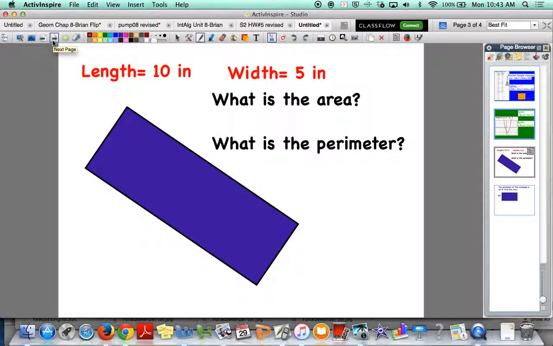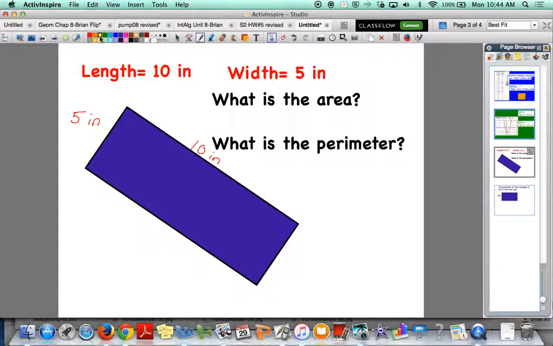Next problem. This is related to, or a preview of, what you're doing in the investigation today. Let's just take this rectangle and hopefully remember a little bit of our geometry, but our geometry kind of combines with our quadratic algebra unit here. So we're going to look at a length of 10 inches. We're going to say this is 10 inches long, and the width is 5 inches. All right, so what is the area?